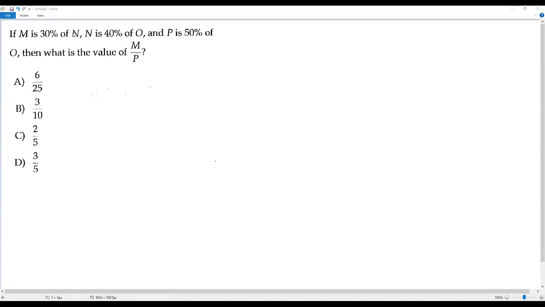If m is 30% of n, n is 40% of o, and p is 50% of o, then what is the value of m over p? It is given that m is equal to 30%. We can write this 30% as a decimal, that is 0.3.